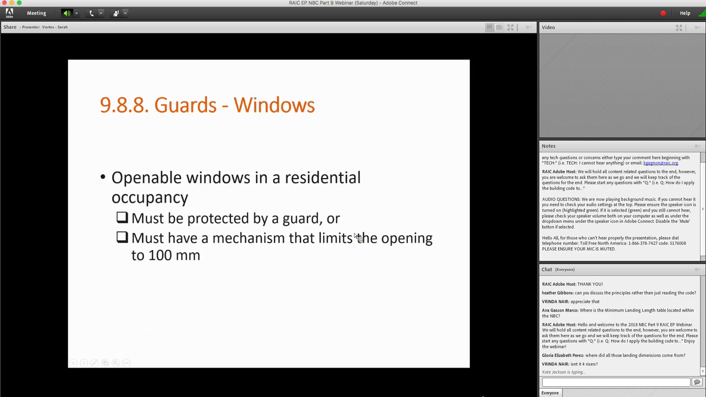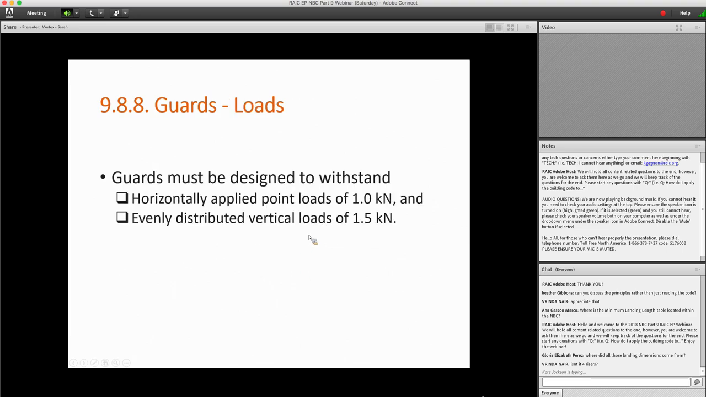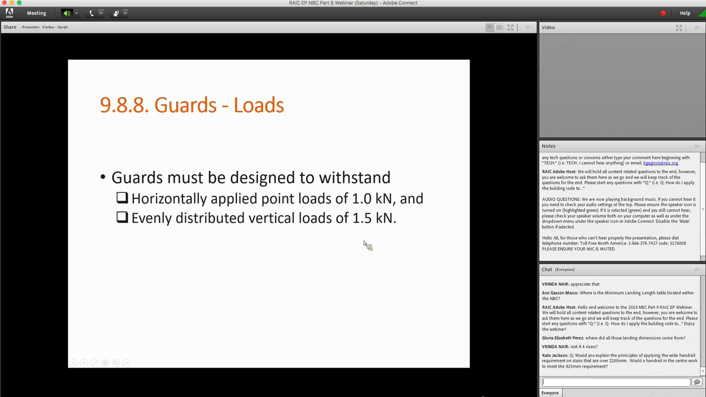Guards for windows. Where you have an openable window within a residential occupancy, it must have a guard or a mechanism to limit that opening to 100 millimeters. These guards must be designed to withstand horizontally applied point loads of 1 kilonewton and evenly distributed vertical loads of 1.5 kilonewtons.